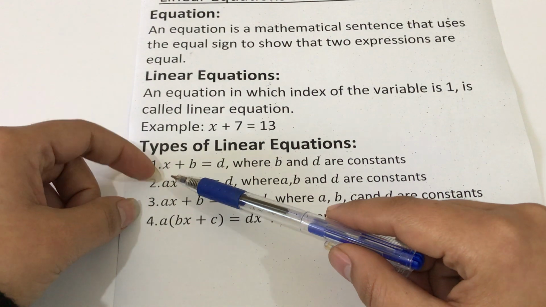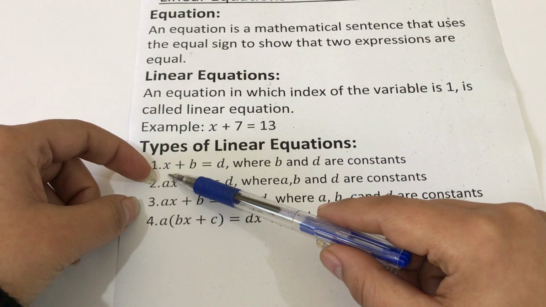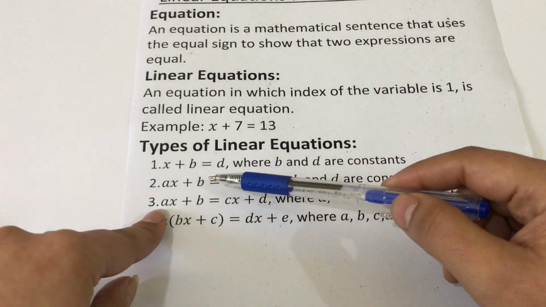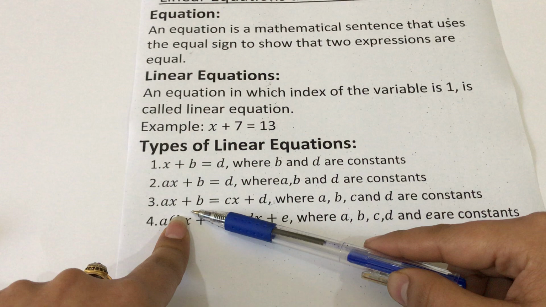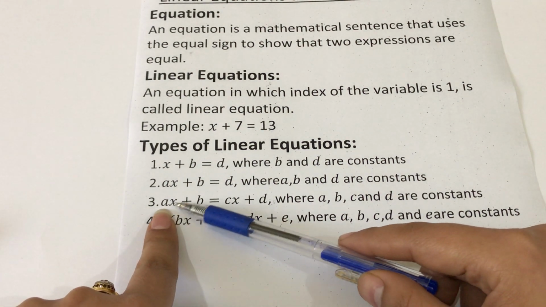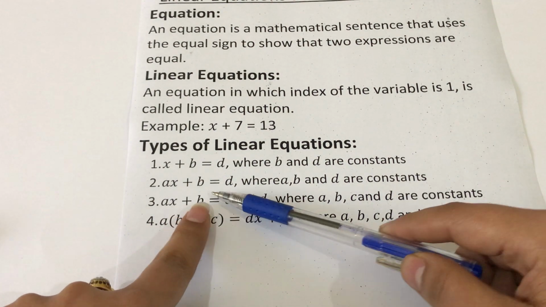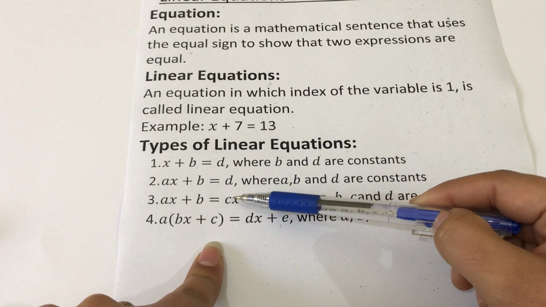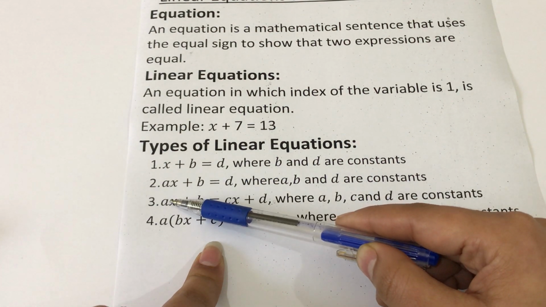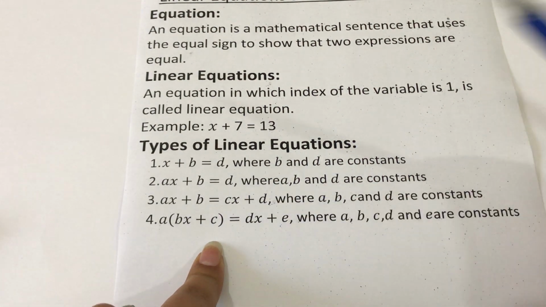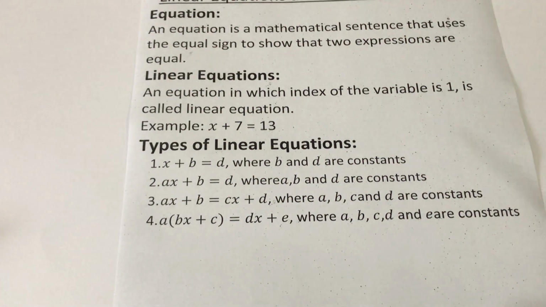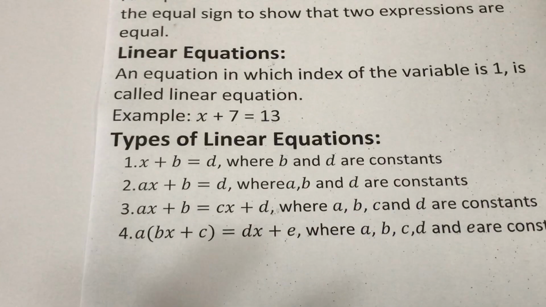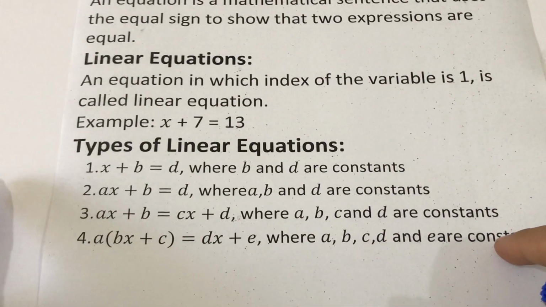And in the second type of equation you will have a specific coefficient before the variable, right? This is the difference. The third form of a linear equation is ax plus b is equal to cx plus d. Here you can see we have 1 and 2 variable terms, 1 and 2 constant terms. Here a, b, c and d are the constants.